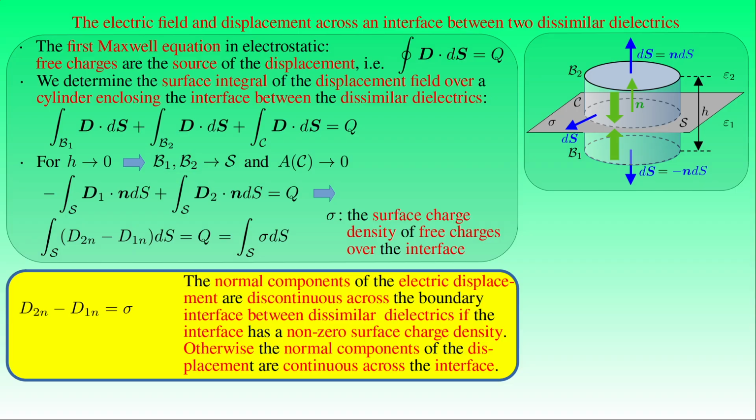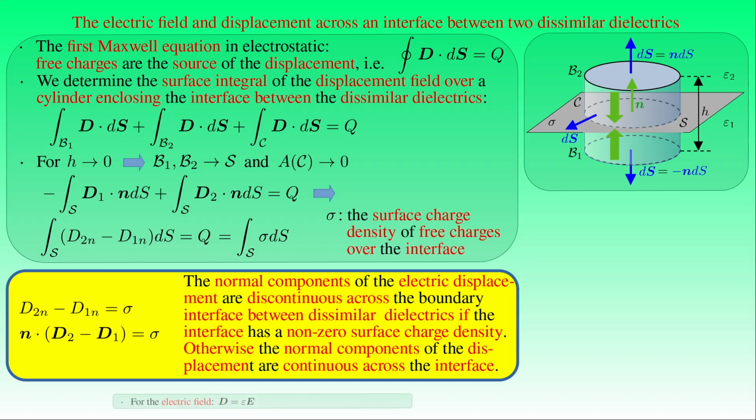Evidently, without any free charge on the boundary interface, that is, when the surface charge density over the interface vanishes, the normal components of the displacement field become continuous across the boundary interface. This matching condition can also be formulated by stating that the dot product of the normal vector n to the boundary interface at any point and the vector subtraction of the displacement field D1 from the displacement field D2 at that point is equal to the surface charge density sigma at that point.